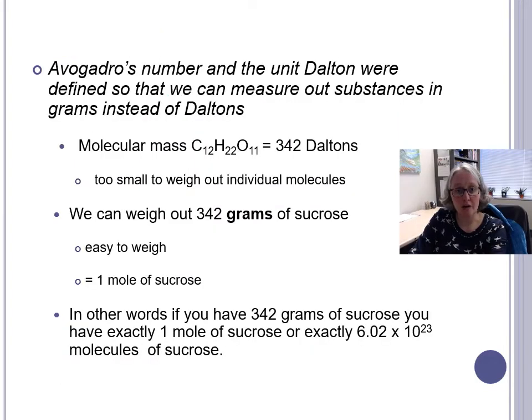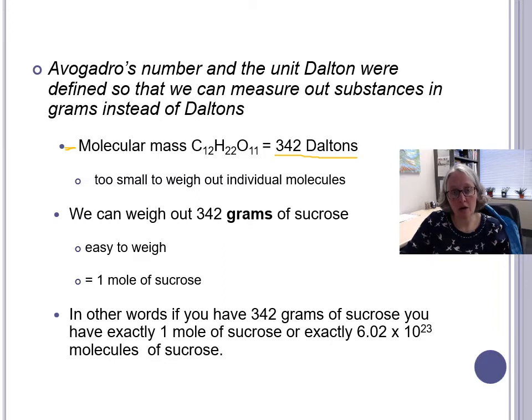Well, it turns out that Avogadro's number and the unit Dalton were defined in such a way that we can measure out substances in grams instead of Daltons. This is because of calculus, because of integration. We do not have to worry about the math behind this. We just get to benefit from it. So here's where we're at. We have figured out so far that 1 molecule of sugar equals 342 Daltons. We know that, but Daltons are too small. We can't weigh things out in Daltons.